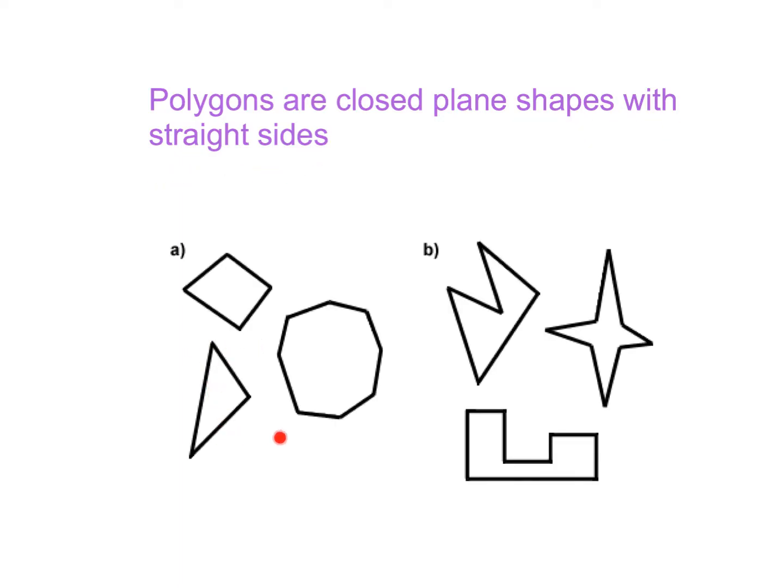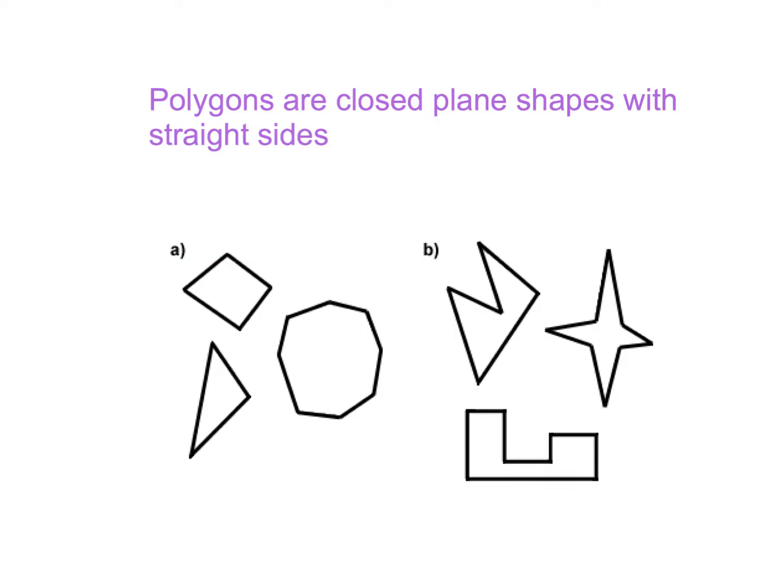So these are all examples of closed-in shapes, so closed shapes with straight sides. They've all got straight sides, therefore they are polygons. Polygons are also classified by the number of sides that they have.